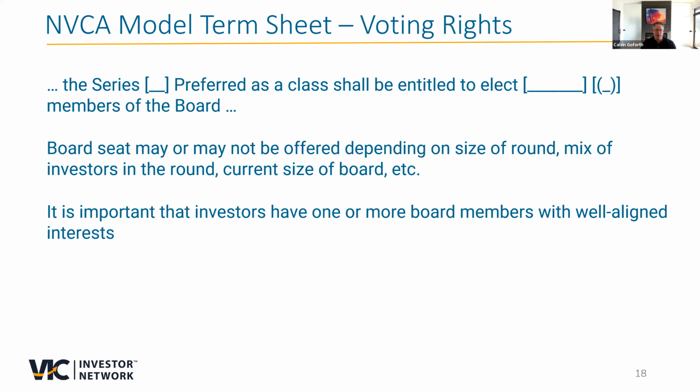But one thing that is very important for investors is they do have one or more board members with extremely well-aligned interests. That's another example of one of the advantages for VIC Investor Network members co-investing with VicTech on the same terms. VicTech, as both an investor and the largest founding shareholder, always has substantial voice in the company, and is always there to protect the interests of its VIC Investor Network co-investors.